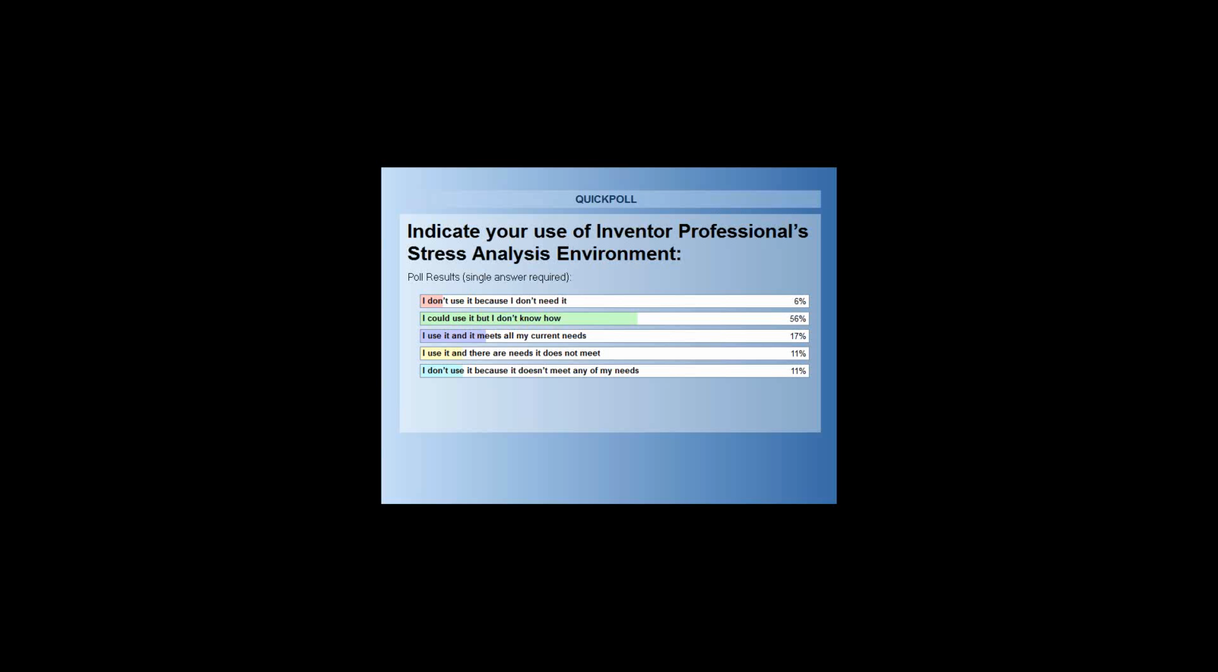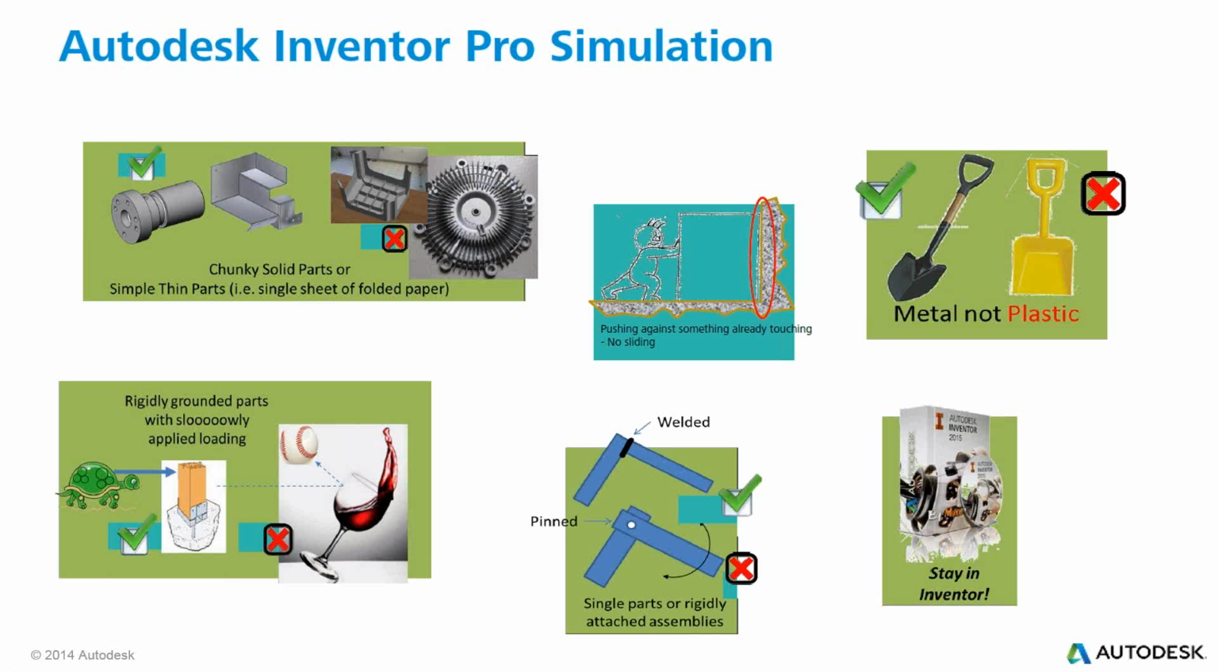So let's take a look now at how Inventor Pro versus Nastran In-CAD versus Simulation Mechanical fit in your workflow. So Inventor Pro is only for linear static stress with linear material models. So if you're working with big chunky parts or very simple thin parts, we recently added the ability to do plate elements.